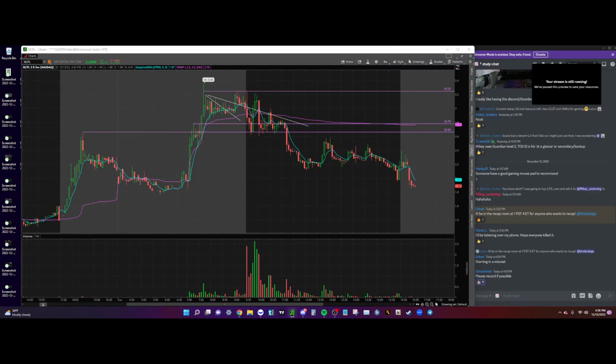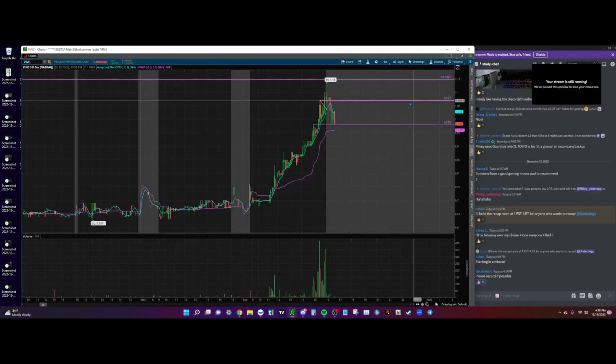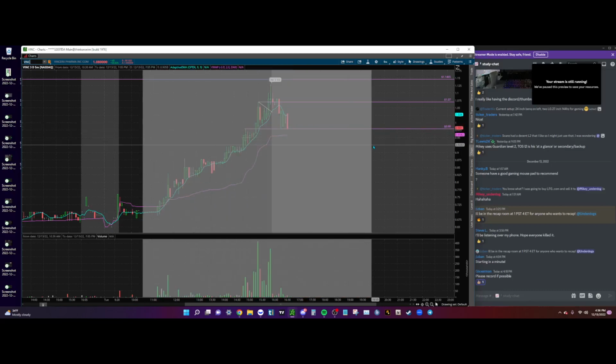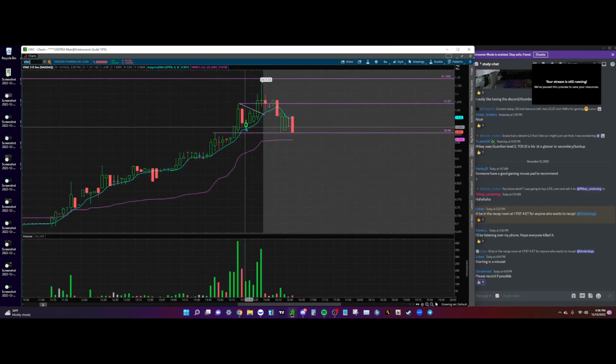Next trade on the day, this was actually one towards the end of the day. VINC, nice 5-minute flag. You can see we get the high volume break through 98 right here, and we get that low VPA pullback back into the 98 to $1 area. I noticed there were a lot of buyers in this area, so I decided to put some on at $1.01.